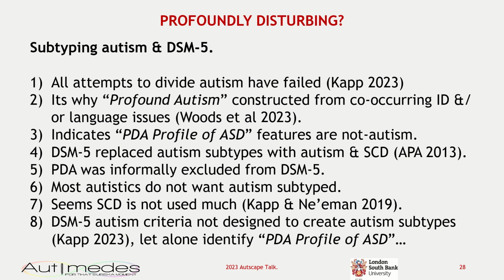It's also worth pointing out that the Autistic Self-Advocacy Network, ASAN, lobbied for the autism subtypes to be removed from the DSM-5, because most autistic people do not want autism to be divided into subgroups. It's also worth noting that social communication disorder is not used much, or seems not to be. So the autism DSM-5 criteria are not designed to create autism subtypes or to diagnose subtypes. They're not even designed to identify PDA profile of autism. So each time someone claims to be using DSM-5 to diagnose PDA profile of autism, they're misusing the DSM-5 autism criteria.